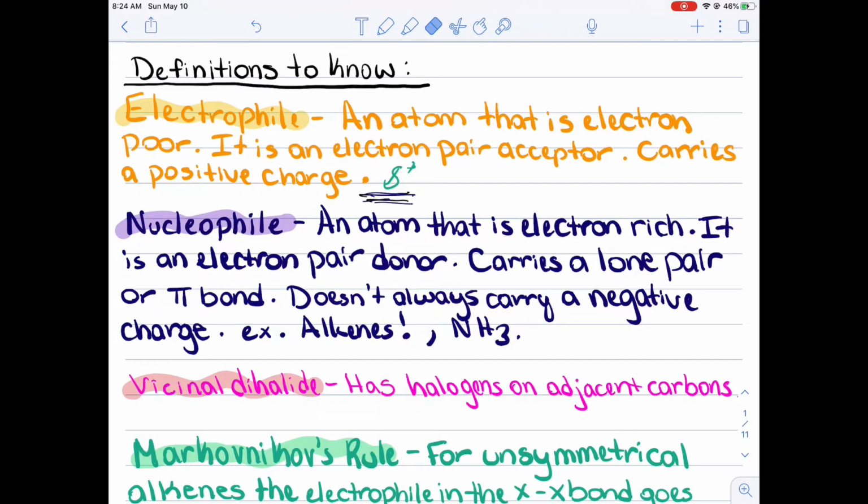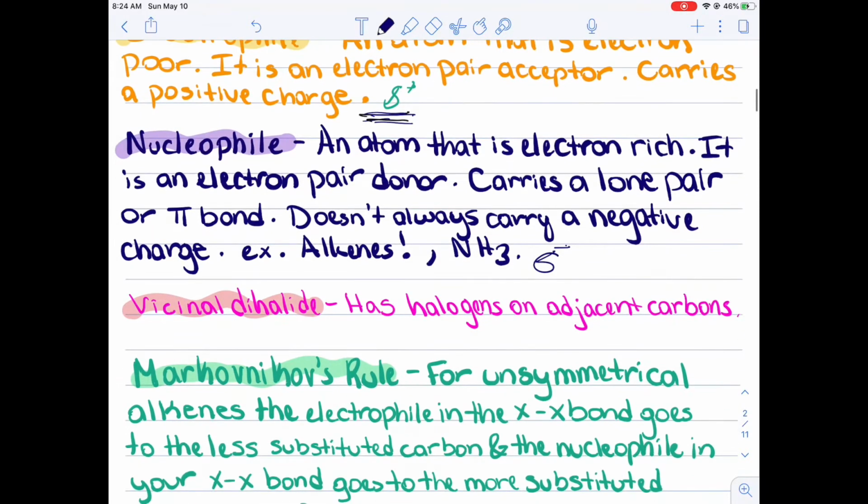Nucleophiles. A nucleophile is an atom that is electron rich. It is an electron pair donor, and it carries a lone pair, or it can have a pi bond. It doesn't always carry a negative charge. Just like we'll see in these reactions, your nucleophiles are alkenes. Other nucleophiles could also carry a partial negative charge, just like you'll see in the double halide bond.